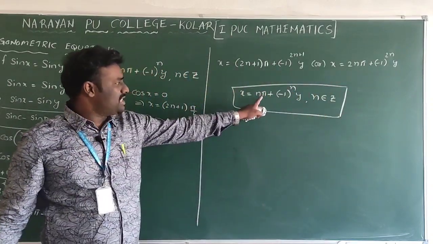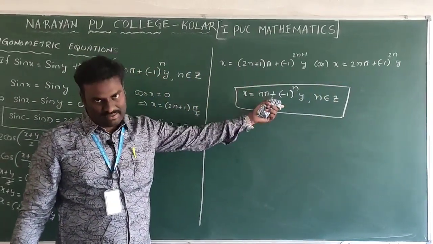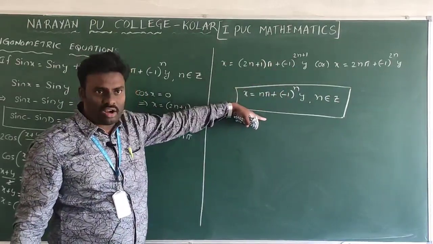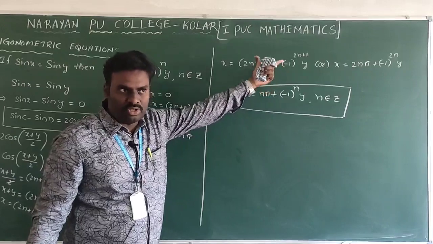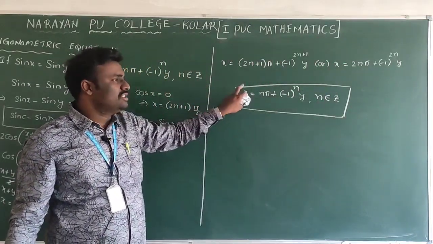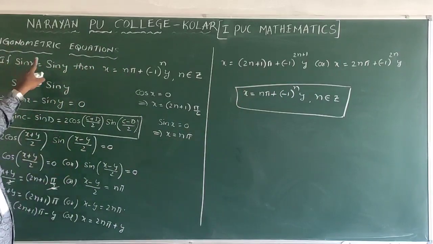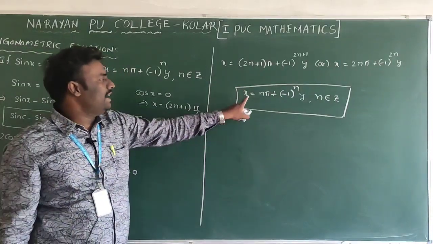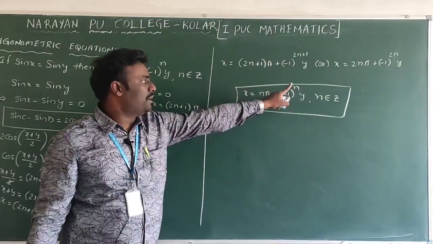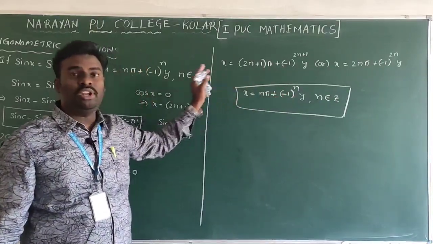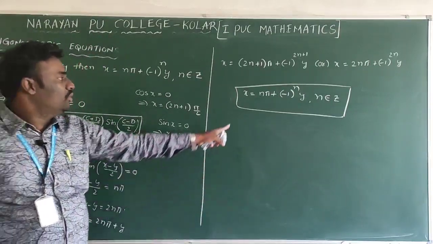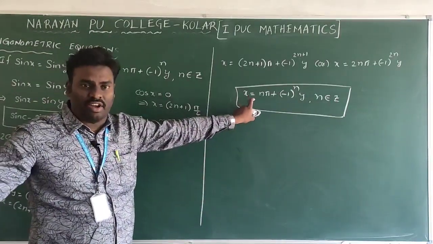What is the meaning of this? If n is even, we will get one solution. If n is odd, you will get the other solution. So merging these two solutions, the final solution for sin x is equal to sin y, we can write x is equal to nπ plus (−1) power n into y. No need to remember the proof. Proof is not important. You remember only the central solution formula.